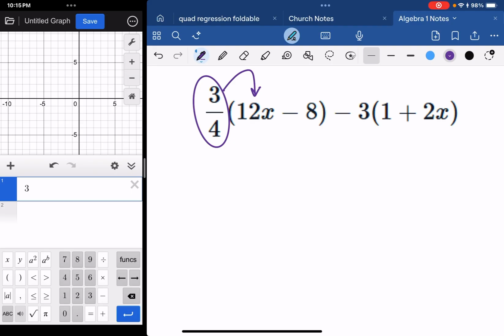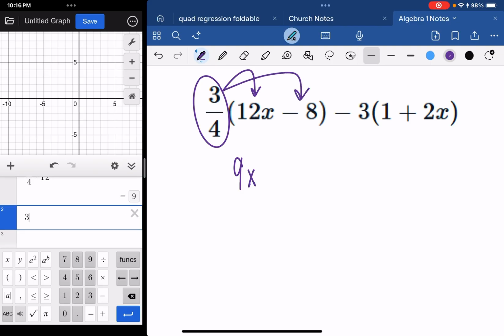So 3 divided by 4. A fraction is just a division sign. I've got to go off to the right of it and multiply it by 12. So that's 9x. Then 3/4, 3 divided by 4, go off to the right, multiplying it by a -8. That is a -8, so that's -6.